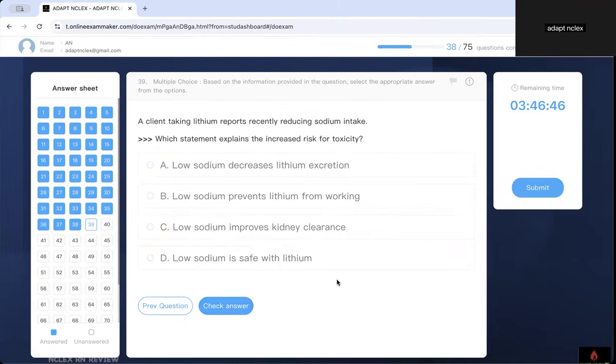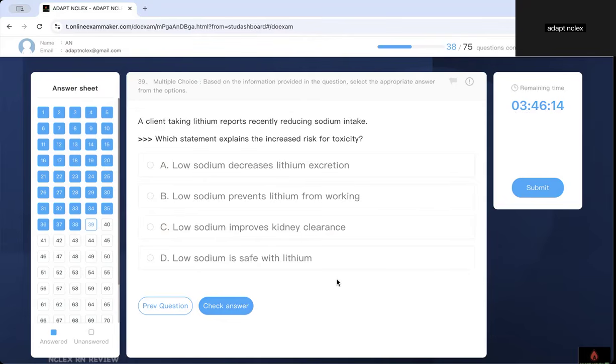This is very interesting. Take some time about it. If you answer it right, that means you understand the relationship between lithium and sodium and why we provide those teachings to them. You connect all the physiological adaptation questions you may see. A client taking lithium reports recently reducing sodium intake. Okay, we have a problem. Which statement explains the increased risk of toxicity?